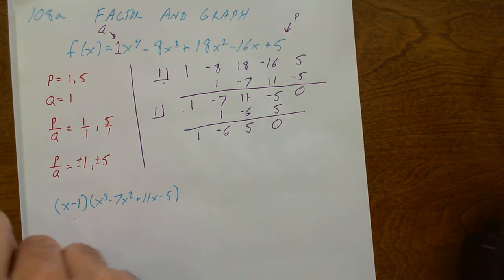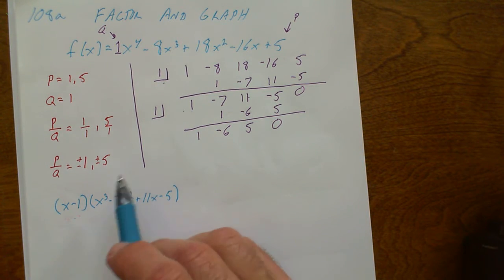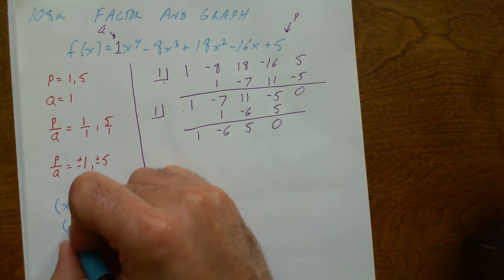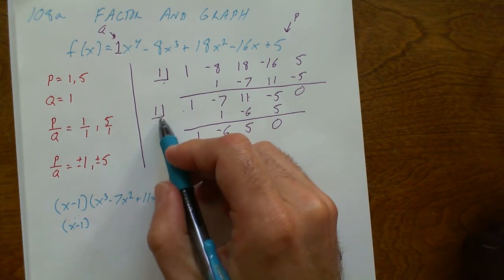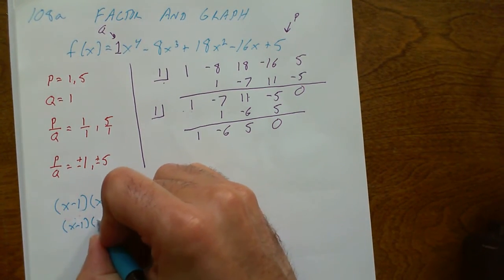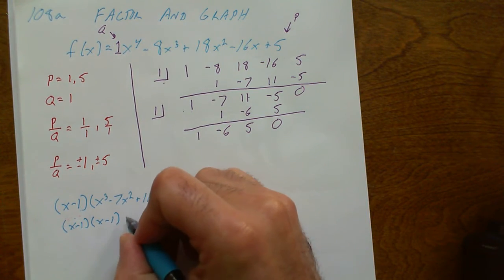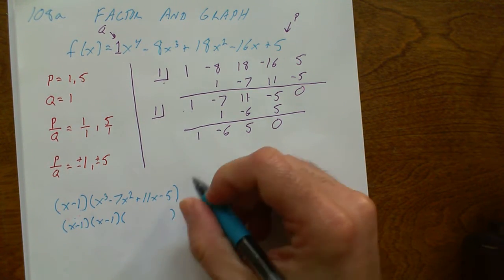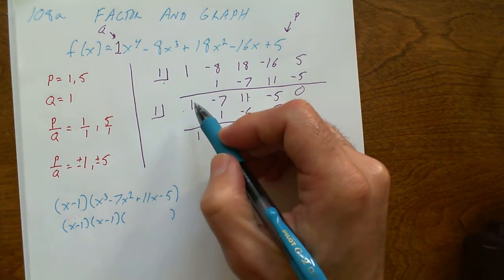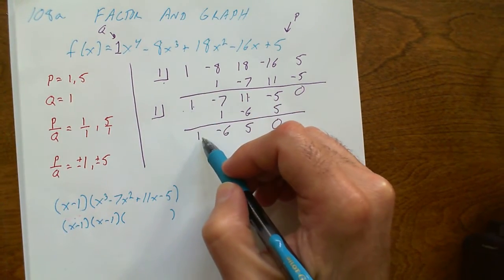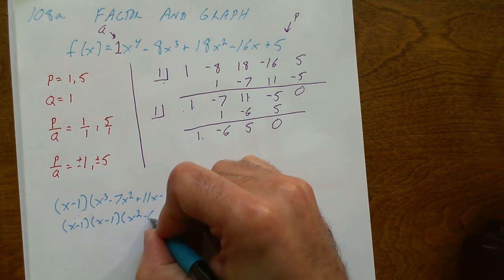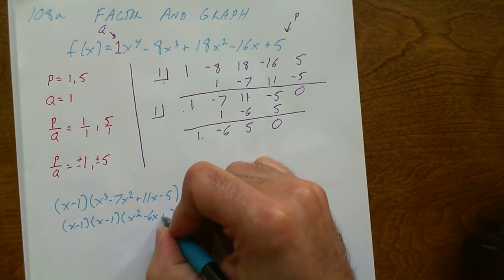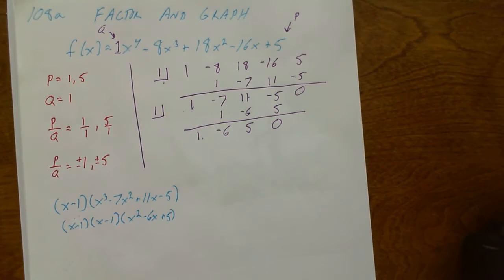So how would we write that out? Let's write it here so we can see. I got this one, x minus 1, and then it happened again, so I can write it again: x minus 1. Now, what does the rest equal? This was x to the 4th, divided, x to the 3rd, so what's this? x squared minus 6x plus 5, okay?